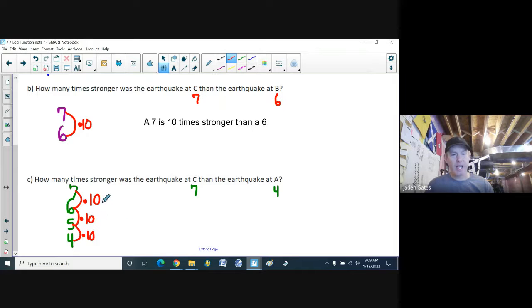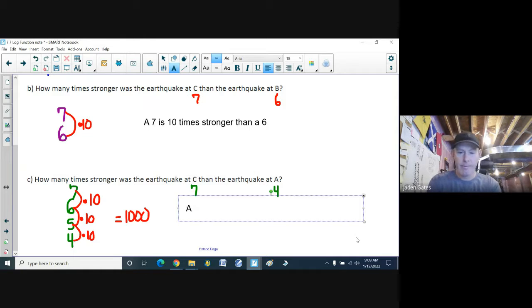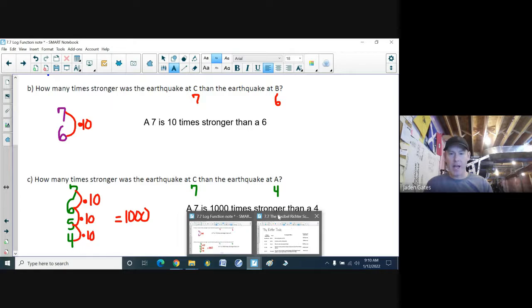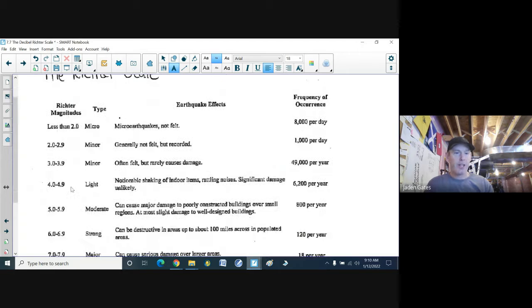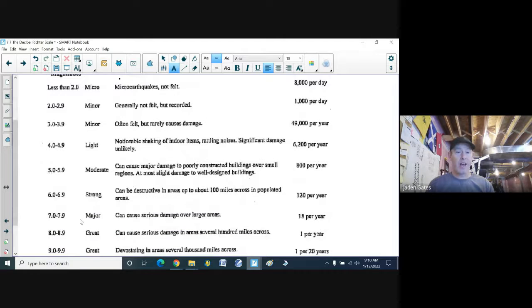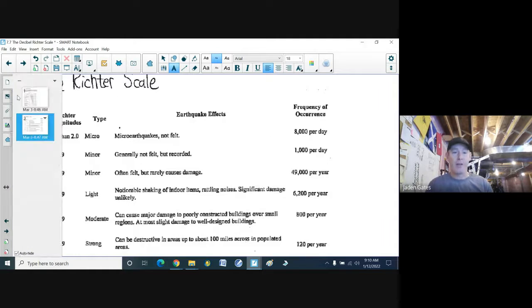And so 10 times 10 times 10 is 1,000. So in this case, if I'm comparing a 7 to a 4, 7 is 1,000 times stronger than a 4. Again, if I look back at my Richter scale, you see a 4 to a 5 is just a light earthquake, where a 7 is a major earthquake, because again, a 7 is 1,000 times stronger than a 4.